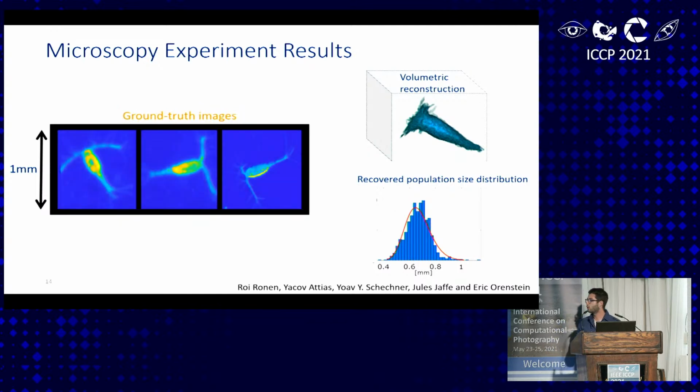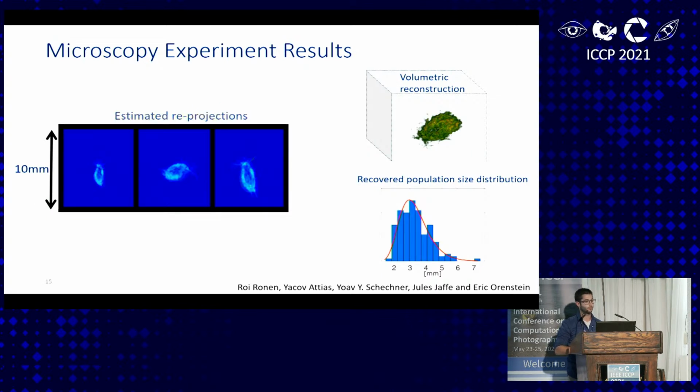On the left, we show a few captured images from our in situ imaging system and their corresponding reprojections. On the right, we present the recovered 3D object and the estimated population size distribution. Here we present another example. On the left, we show a few captured plankton images from our in situ imaging system and their corresponding reprojections. On the right, we present the recovered 3D object and the estimated population size distribution.